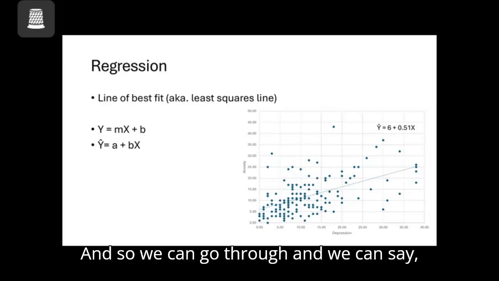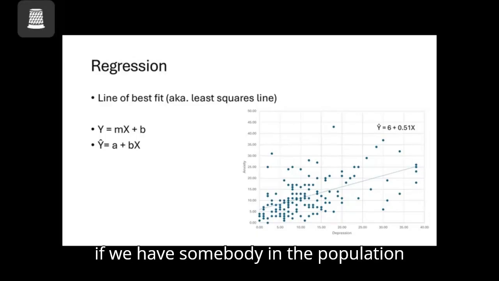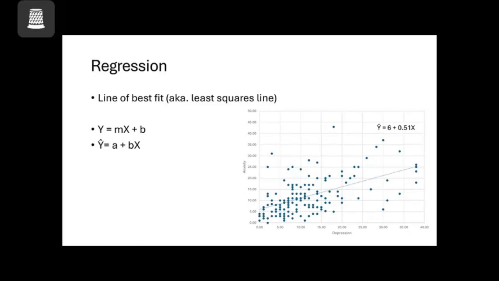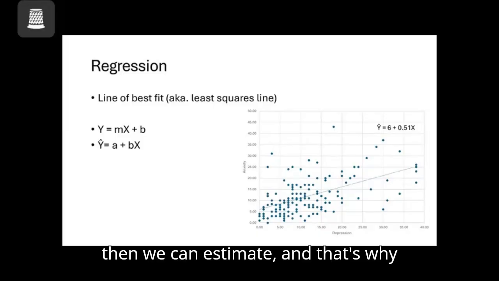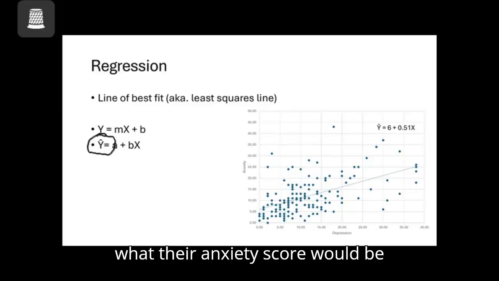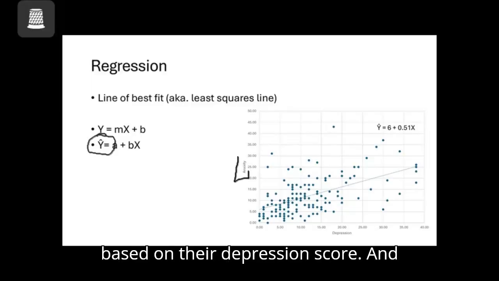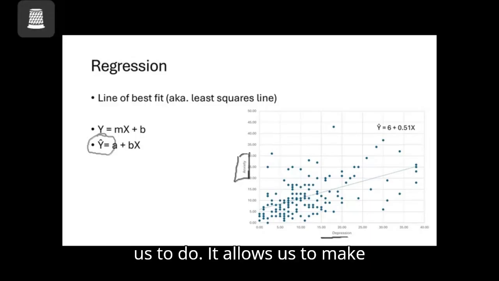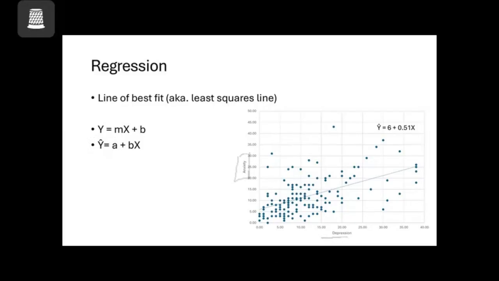And so we can go through and say, if we have somebody in the population who has a particular depression score, then we can estimate, and that's why we're using this y hat, we can estimate what their anxiety score would be based on their depression score. And that's what this regression line allows us to do. It allows us to make predictions about the population via that line.